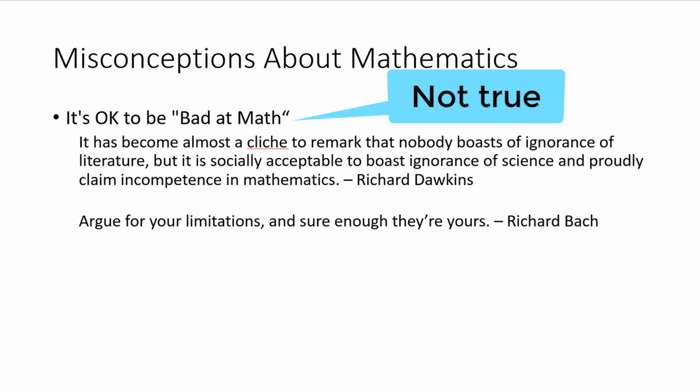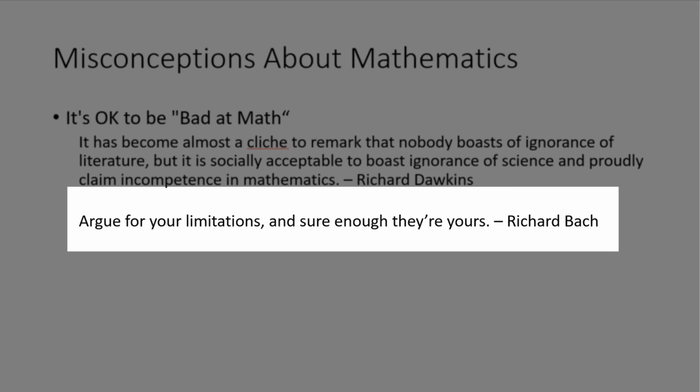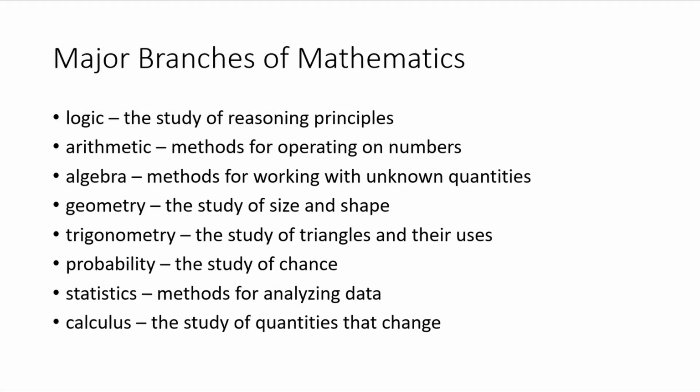It has become almost cliche to remark that nobody boasts of ignorance of literature, but it is socially acceptable to boast ignorance of science and proudly claim incompetence in mathematics. Richard Dawkins. Argue for your limitations, and sure enough, they're yours. Richard Bach. Math has some major branches.